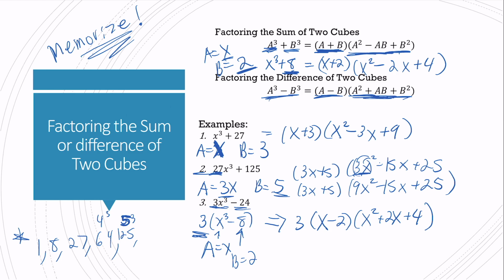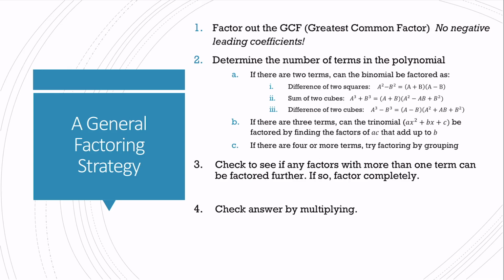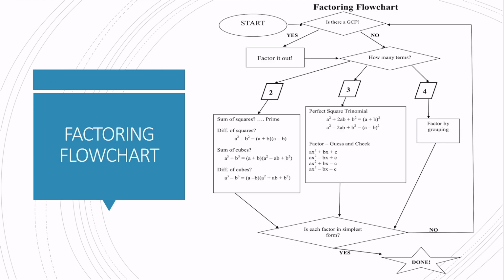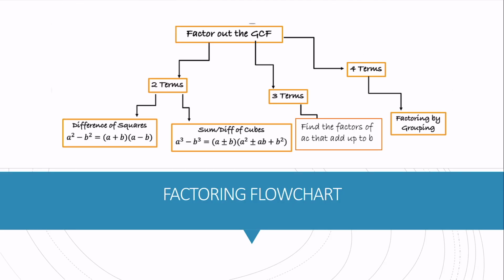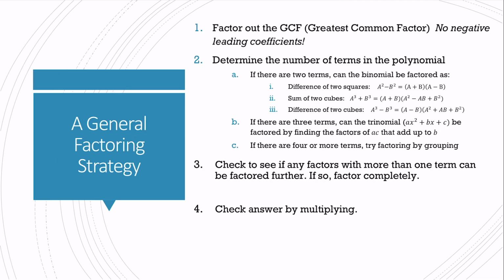So now that we've seen how to factor the sum and difference of two cubes, the difference of perfect squares, and the product of a perfect square, we can take a look at our general approach to factoring. So here's our general approach to factoring. There's two ways I'm going to talk about it. One is in steps, the other's in a decision tree flow chart. There's a couple different ones. One's more detailed than the other, and we'll go through them.